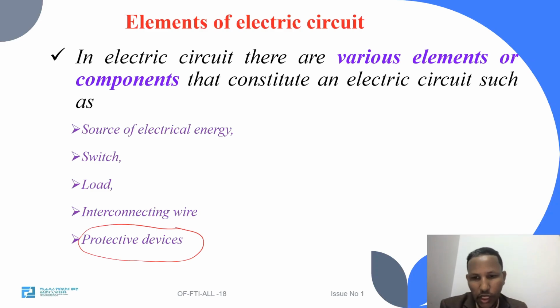For normal operation of the system, there will be a current flowing through the electrical device. If the system is facing disturbance or interruption, the protective device will act so that the components in the circuit will be safely kept. So those are some of the components that constitute an electric circuit.